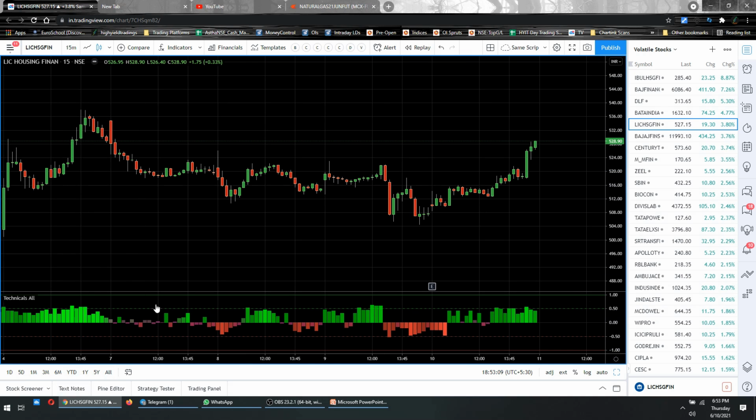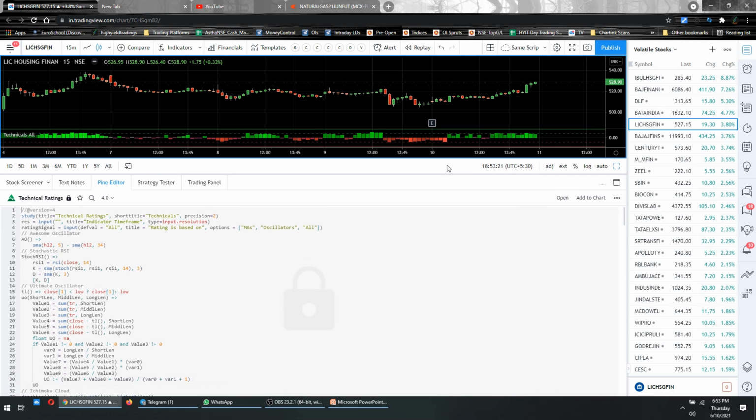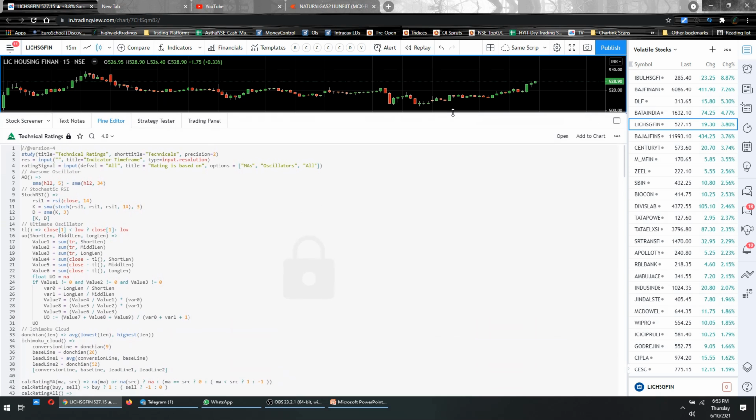Okay, the Pine script using which this has been created. So you have to click on source code here, and this will open up the Pine script. Now let me expand it. So this is the Pine script, guys. This is the code using which that particular oscillator has been prepared.